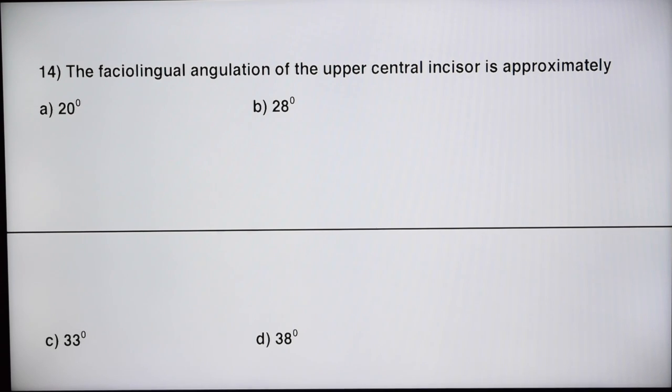So coming to next question, the facial lingual angulation of upper central incisor is approximately. So we discussed various facial lingual angulations and also mesodistal inclinations of various permanent and deciduous teeth. So here it's approximately 28 degrees, right? And also this is the tooth with greatest facial lingual angulation, that is upper central incisor has greatest facial lingual angulation, which is approximately 28 degrees. So option B is the appropriate answer.